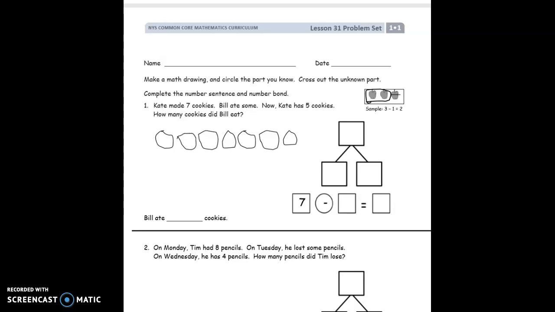Lesson 31 problem set. Make a math drawing and circle the part you know. Cross out the unknown part. Complete the number sentence and number bond.